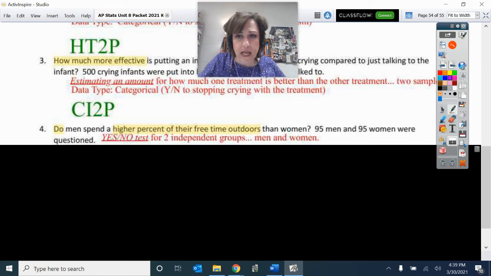And we have 95 men, 95 women. So we have 2 independent samples. So it's a test for 2 groups. Now, here's the thing that's tricky about this problem, it says the word percent. So my students go, bam, it's a percent. It's a proportion problem. But not really.